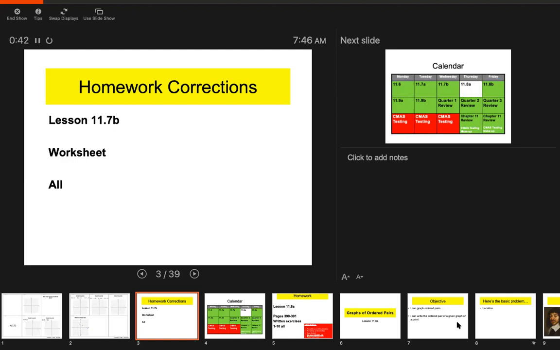24 divided by negative 2 would be negative 12. I got it all right. Any questions?